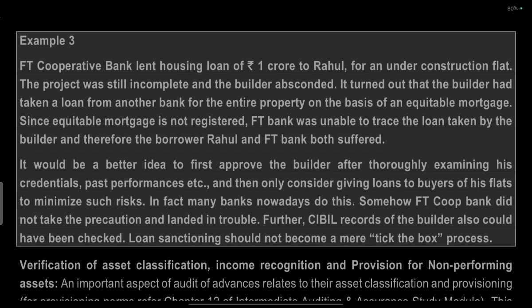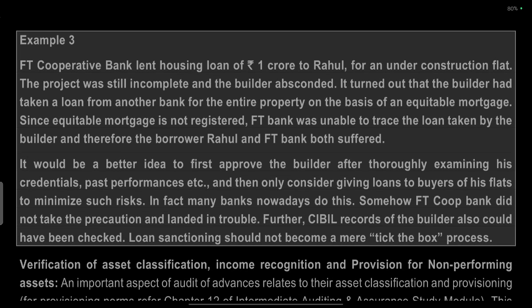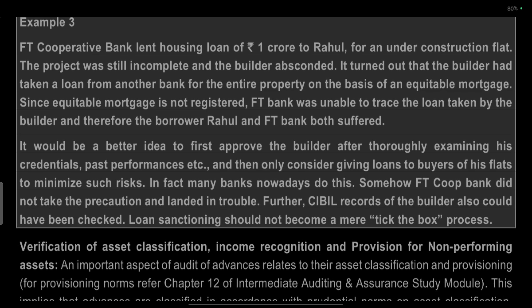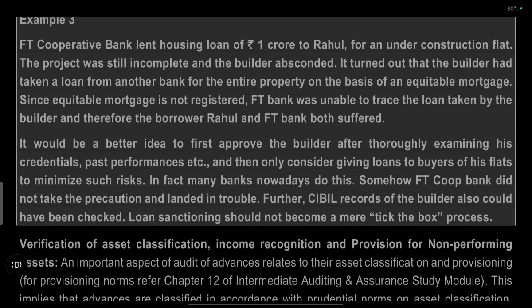For example, FT Corporation lent a housing loan of 1 crore to Rahul for an under-construction flat. The project is still incomplete and the builder has absconded. The builder had taken a loan from the bank for the entire property on the basis of an equitable mortgage. Since the equitable mortgage was not registered, FT Bank was unable to trace the loan taken by the builder, and therefore both the borrower and FT Bank suffered.